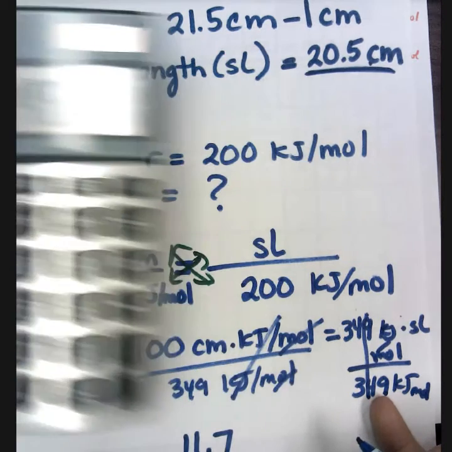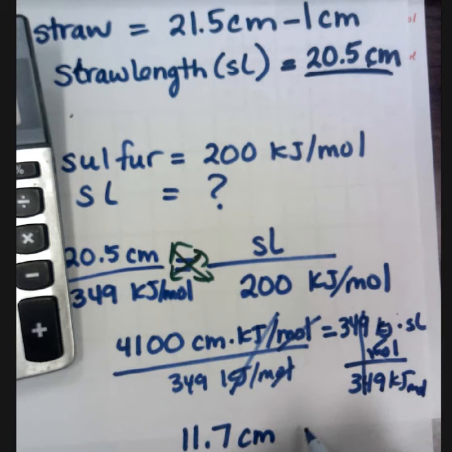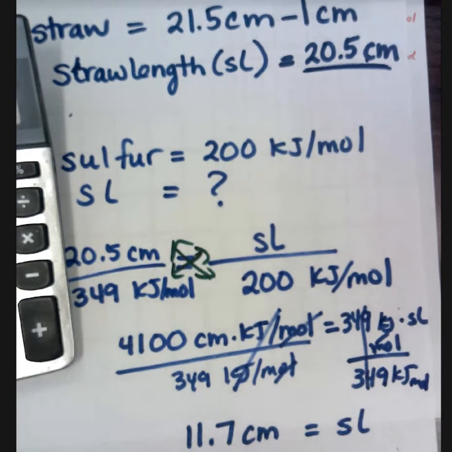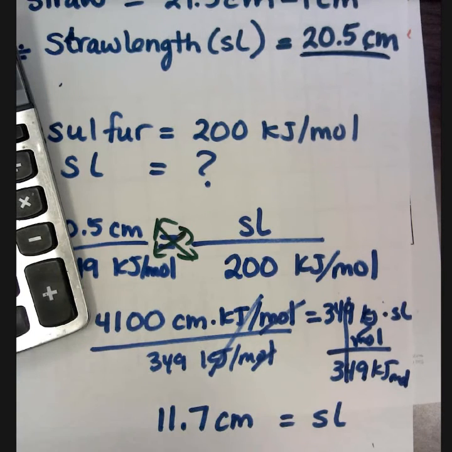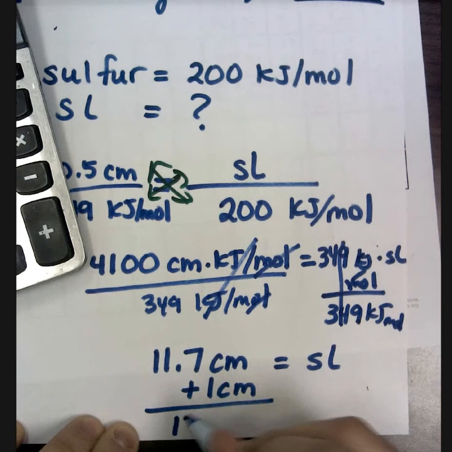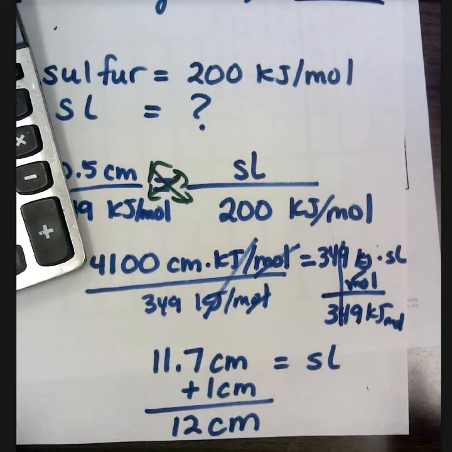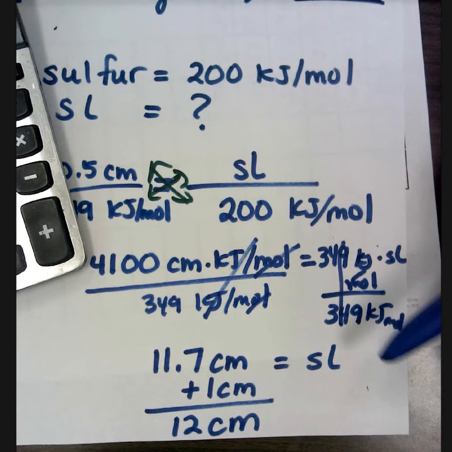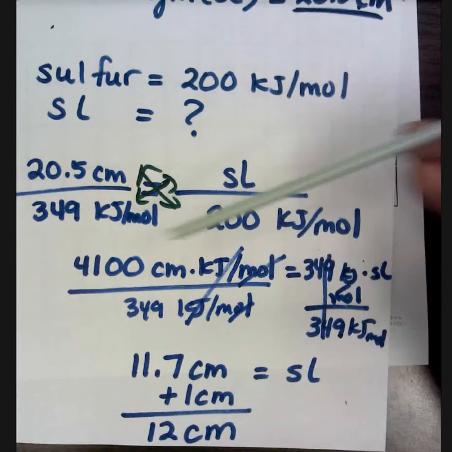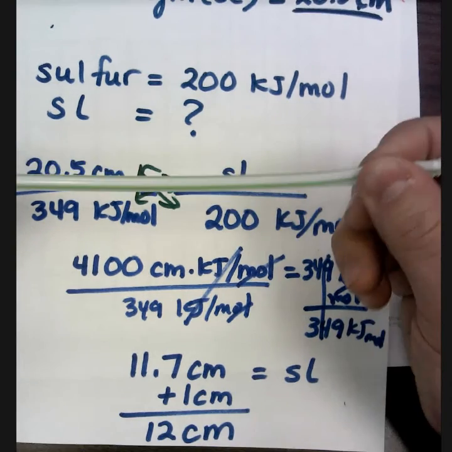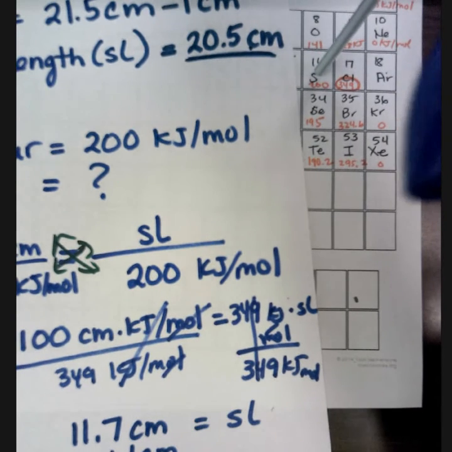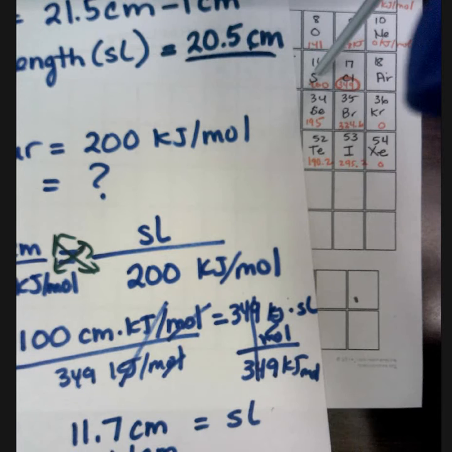11.7 centimeters will be my straw length. But to scale it to the straw scale we've been looking at, we're going to add 1 centimeter, and that's going to equal 12 centimeters. So my next straw, I'm going to scale it to 12 centimeters. I'll cut 12 centimeters and glue it to where sulfur is. Then I'm going to do the same thing for the next one.